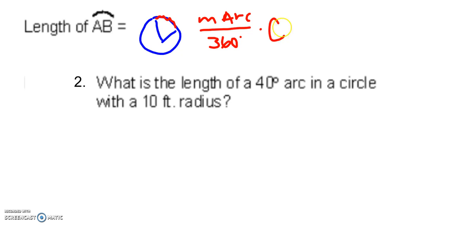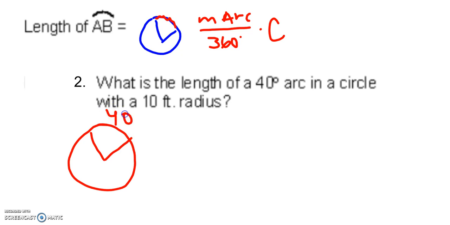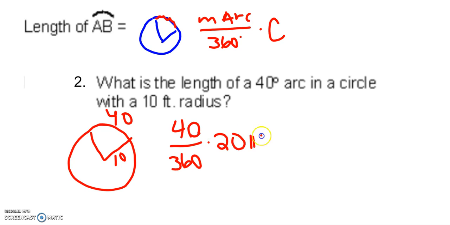So, for example, what is the length of a 40-degree arc in a circle with a 10-foot radius? So let's draw a circle here, and we have that the arc measures 40 degrees and our radius is 10. Alright, so we're just going to use our formula. So we have 40 degrees divided by 360 times our circumference, which is 20 pi, so diameter is 20. And when we simplify that, we'll get 20 pi divided by 9.